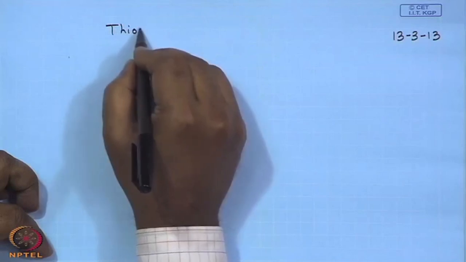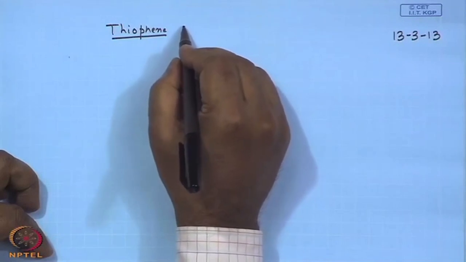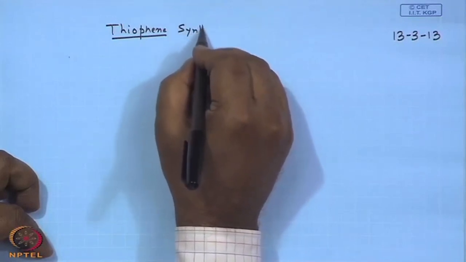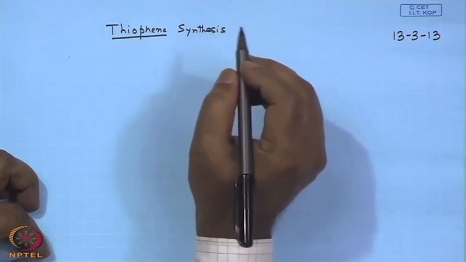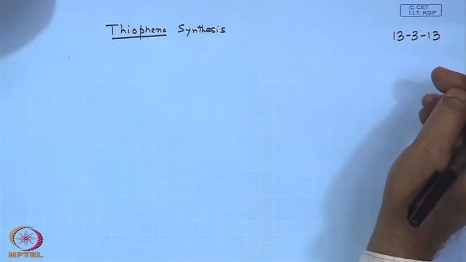Today's topic is synthesis of thiophene, and previous topic, thiophene synthesis is again an important area, but you have to justify what the importance is, and very quickly let us have a little look at the importance of these categories of compounds. Do you have any idea? Can you prompt me on this aspect, why they are so important? Thiophene, where have you come across the importance of thiophene?